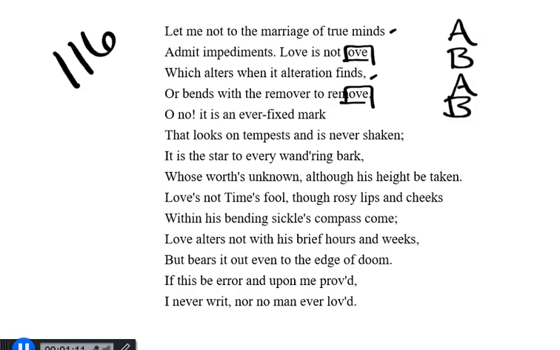So let's go to the next one that doesn't rhyme, so that's going to be C. Then shaken doesn't rhyme with anything, so that's going to be D. Bark, mark rhymes, so that's going to be C. Taken, shaken, so that's going to be D. All right, so let's go to cheeks. That doesn't rhyme with anything, so that's going to be E. Calm does not rhyme with anything, so that's going to be F. Weeks and cheeks rhyme, so that's going to be E.